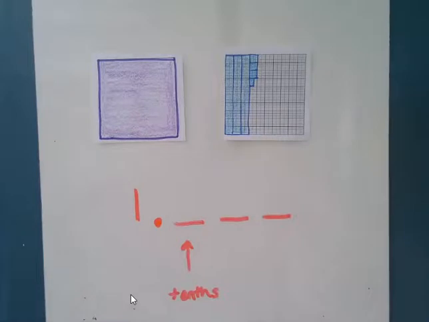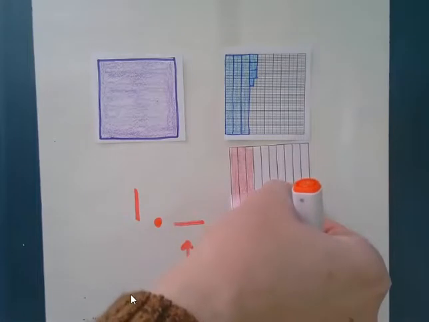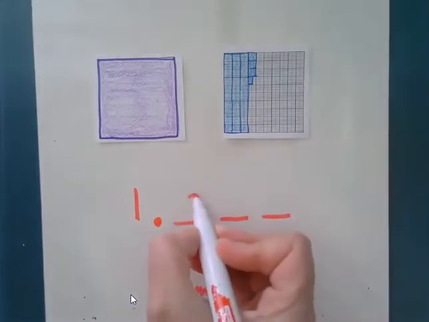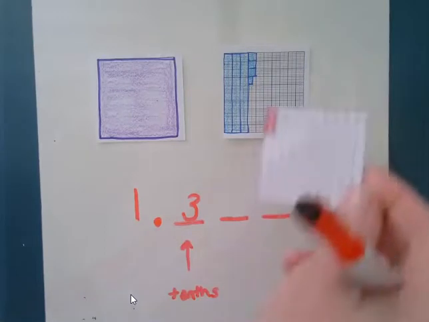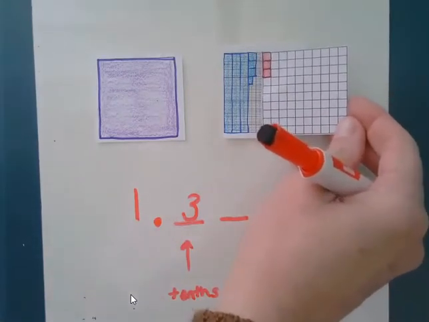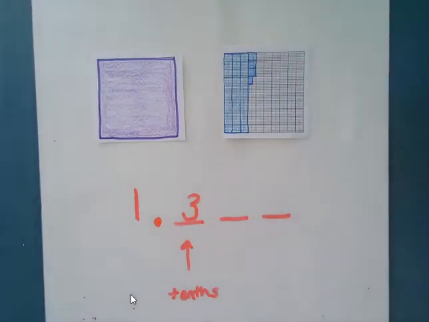All right, got it in your head? It matches this model. So that means I have 3 whole rows of tenths. Next, I want to look and see, do I have any hundredths shaded in? Remember, hundredths model looks like this. And if we line it up here, that tells me I have 3 hundredths. So I'm going to write a 3 in my hundredths place.